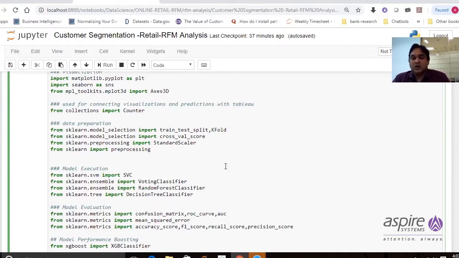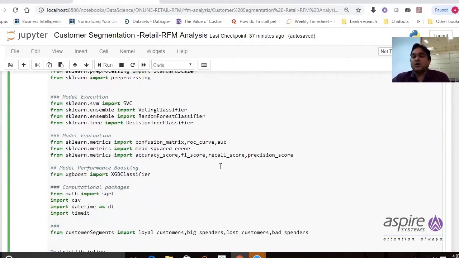For model execution, we are using various different model techniques. Since customer segmentation is a classification problem, we are going to use various different classification algorithms like support vector machine, voting classifier, random forest classifier, decision tree classifier, and also the ensemble packages, right? So for both voting classifier and random forest classifier.